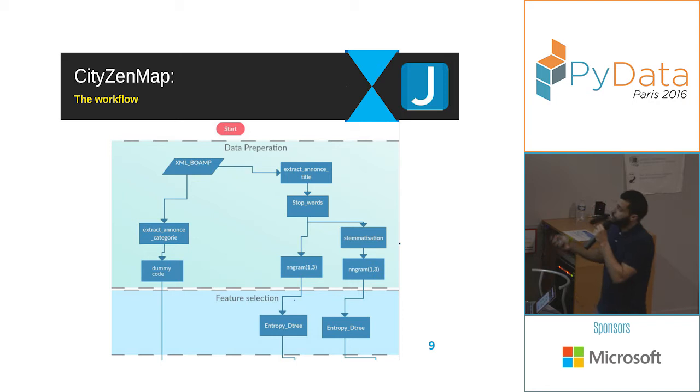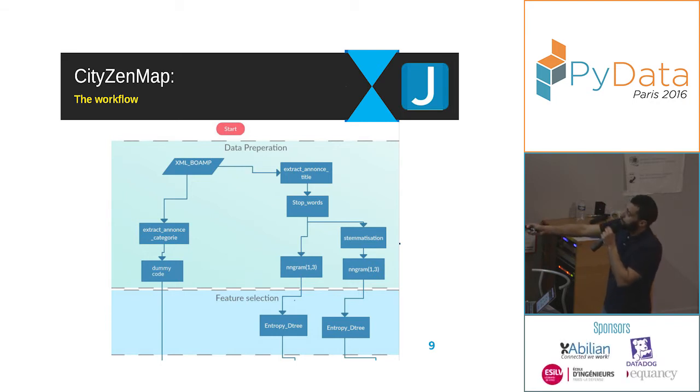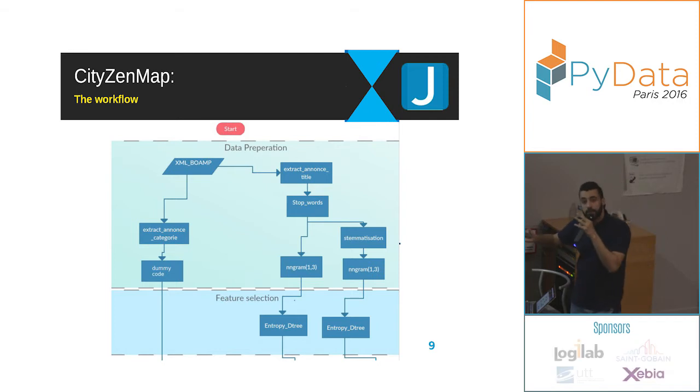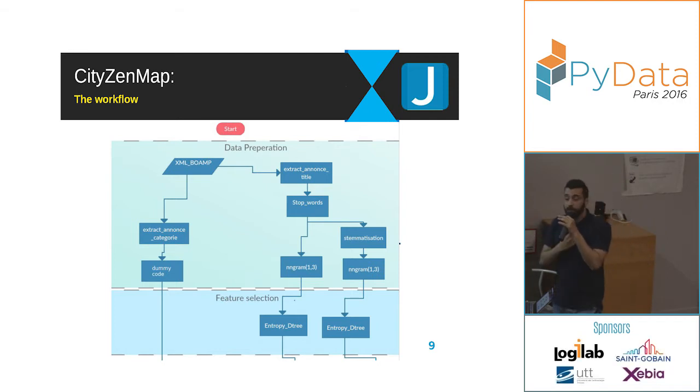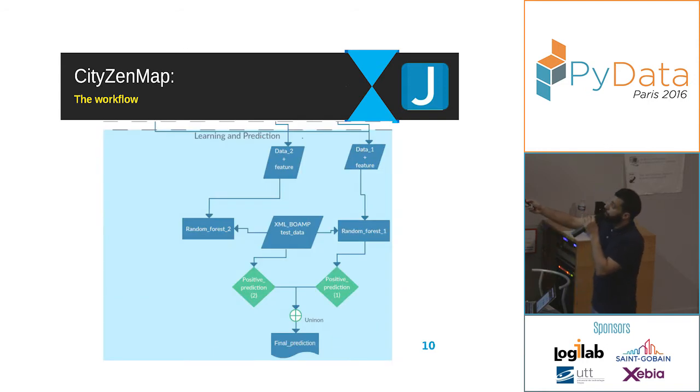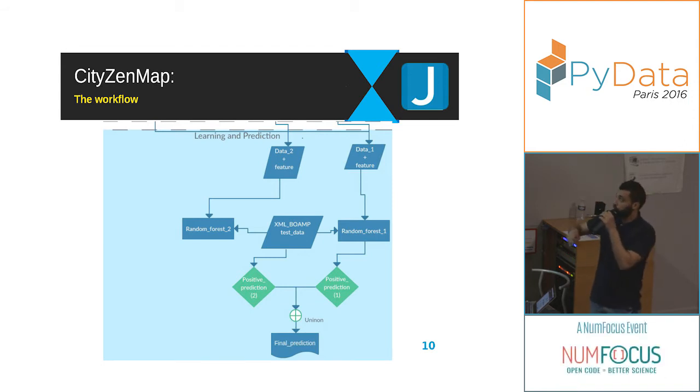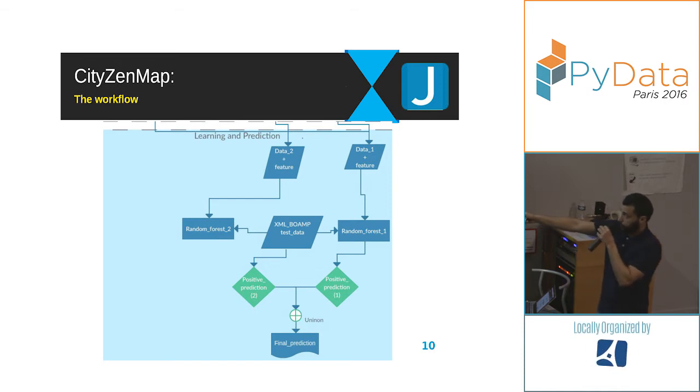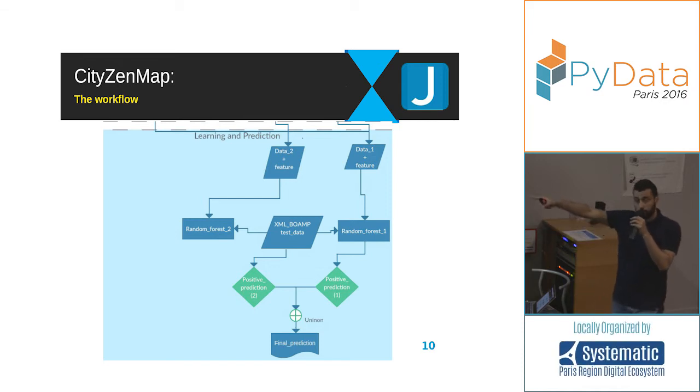After that, we do an entropy-based decision tree in order to select a bunch of the most important features, and we will use them in the classification. After that, we create two random forests, one constructed on each data set. So we will have a random forest constructed on the stemming data set and the other one on the form-based data set. At the end, we do the union of the two models. I will explain why we did that.